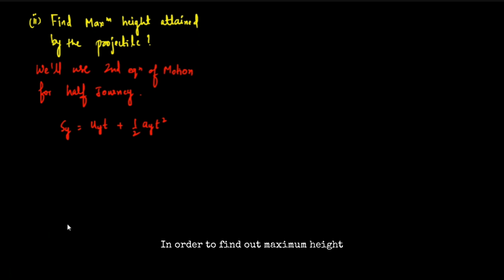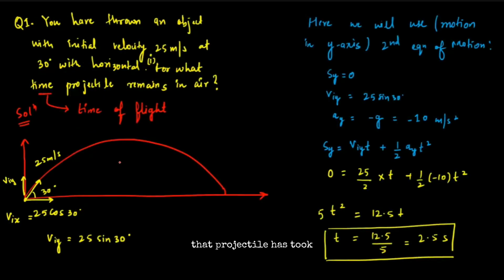In order to find out maximum height, we need time. So how much time has the projectile taken? It is given for the complete journey as 2.5. But we have to find the maximum height. In order to reach from the initial point to this midway point, the maximum height point, how much time will it take? It will take half of it, because we already talked about that in the motion under gravity section: the time for going up and the time for coming down is always the same. And here we have found the total time.